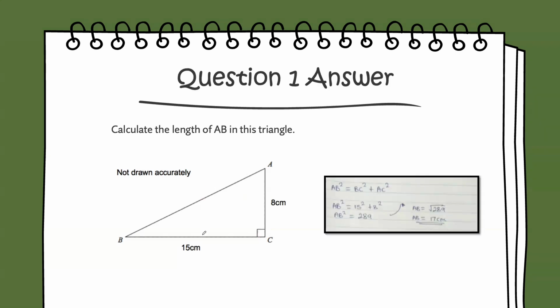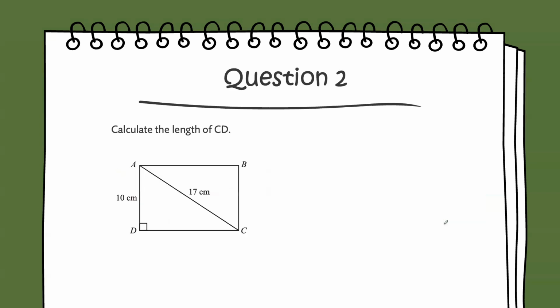So we know that AB squared is equal to the sum of the squares of the two shorter sides, so BC squared plus AC squared. That's 15 squared plus 8 squared. You add that up, you get 289. Then the last step, don't forget, is you have to take the square root of that to find what AB would be. And in this case, it's just a nice, neat 17 centimeters as a whole number.